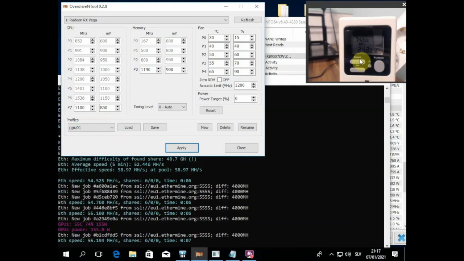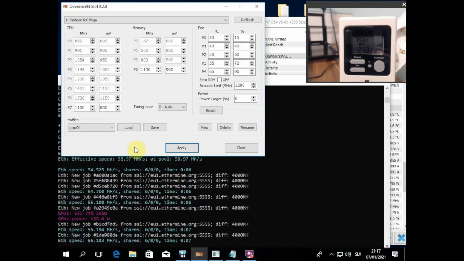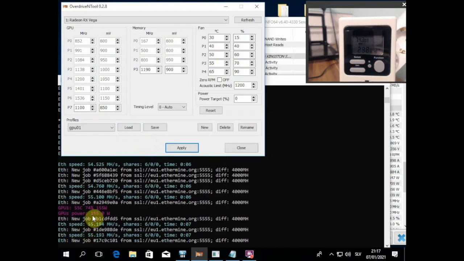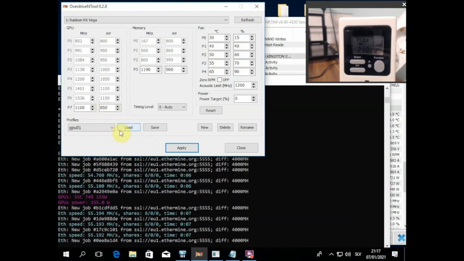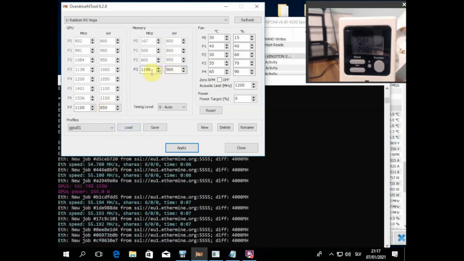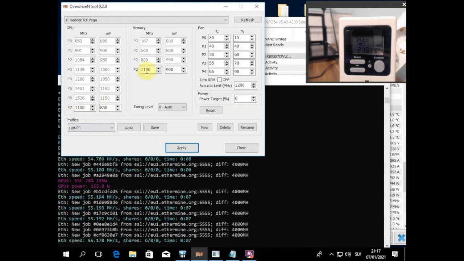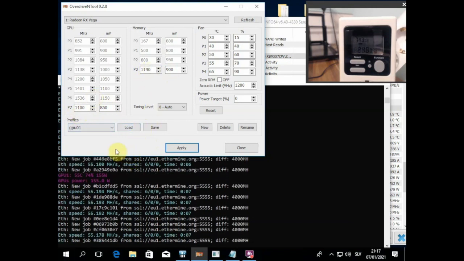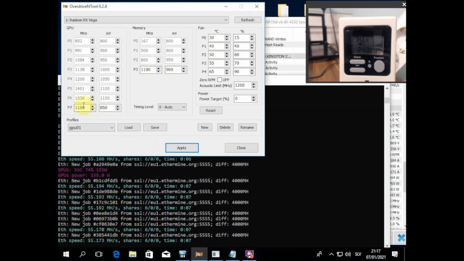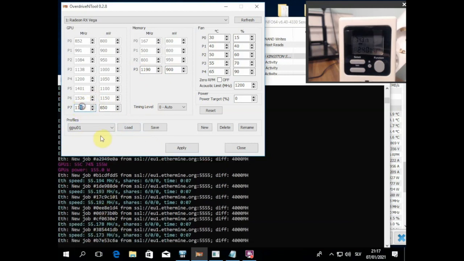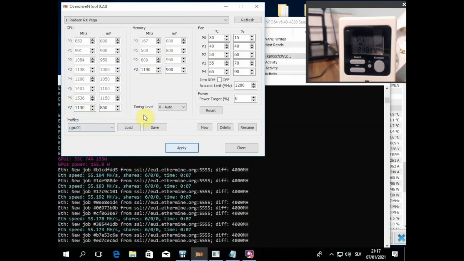Power consumption is higher, but this is normal. Well, what I have noticed, the power consumption is not going crazy because we are not increasing voltages. We are keeping voltages low and we try to go as high as possible on memory with this voltage. Okay, 55.2. I think we can go to 1130 on core.